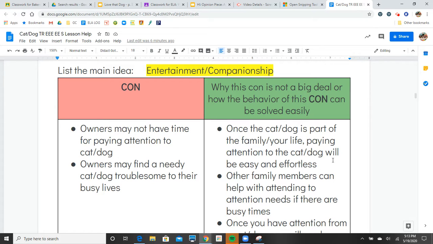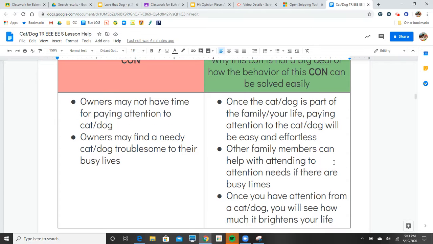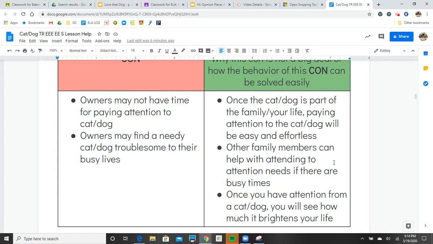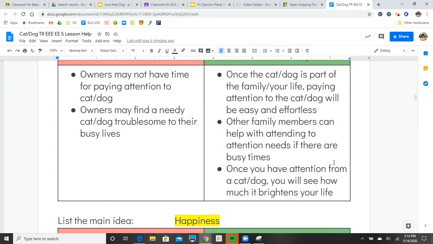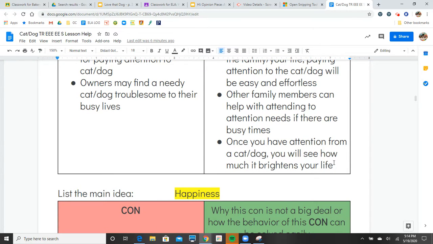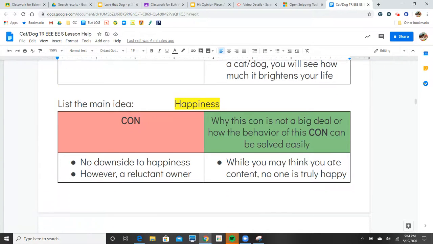pet in, and it won't be a chore to pay attention to your cat or dog. In fact, other family members can also help with attending to the attention needs if you happen to be busy. And once that cat or dog becomes part of your family, spending time with a cat or dog will not be a chore. You'll see how much it brightens your life, and every family member looks forward to spending time with that animal.